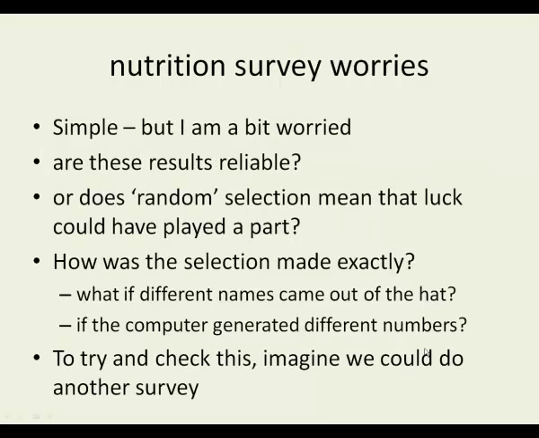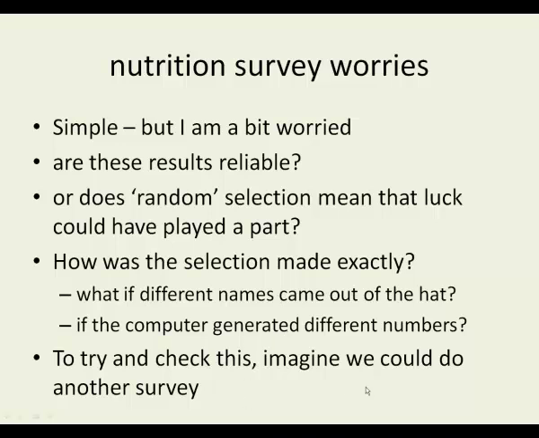Okay, so that's pretty simple. But I'm a bit worried. I'm worried that these results may not be reliable. In other words, remember the technical term reliable means if I went again tomorrow, will I get the same results? Could the random selection mean that luck could have played a part? After all, I just drew the names of those 30 out of a hat or on the computer just by random number generation. How was the selection made exactly? Was it different names or was it computer?